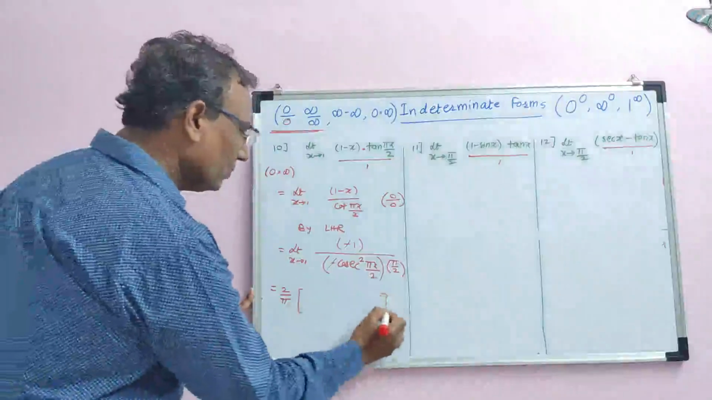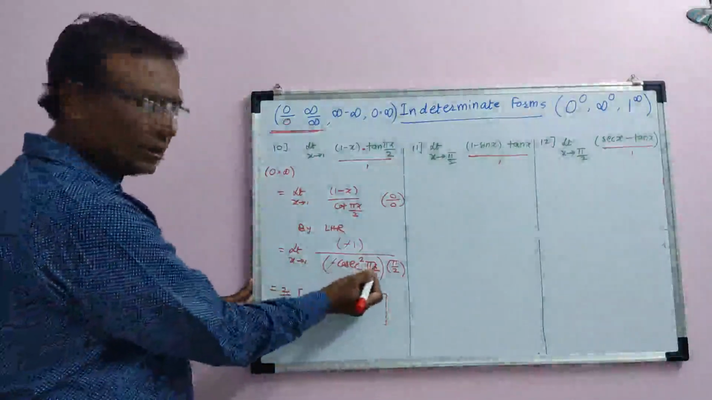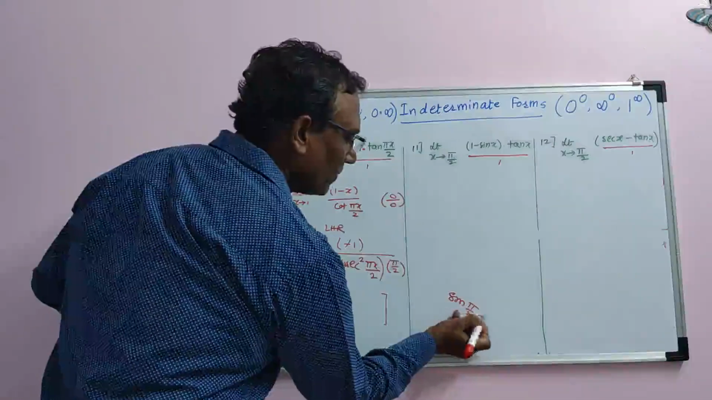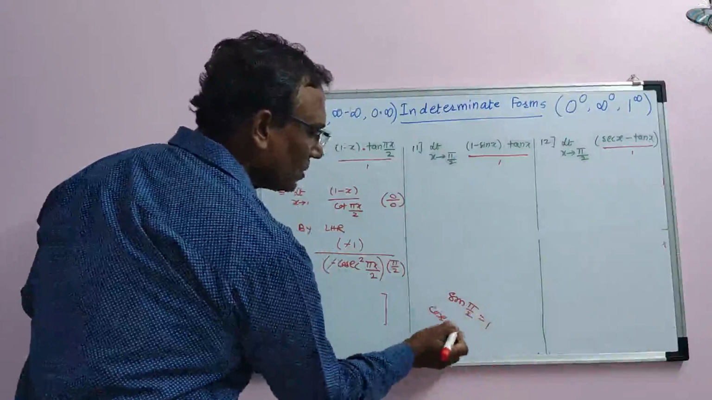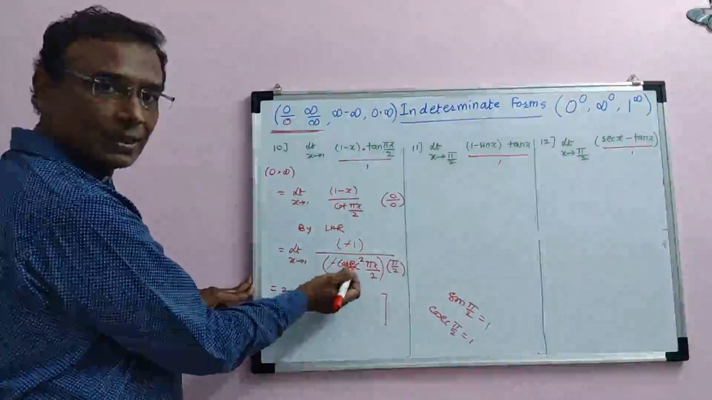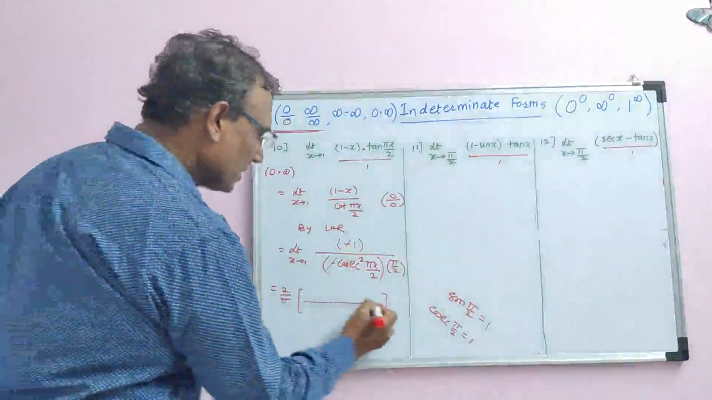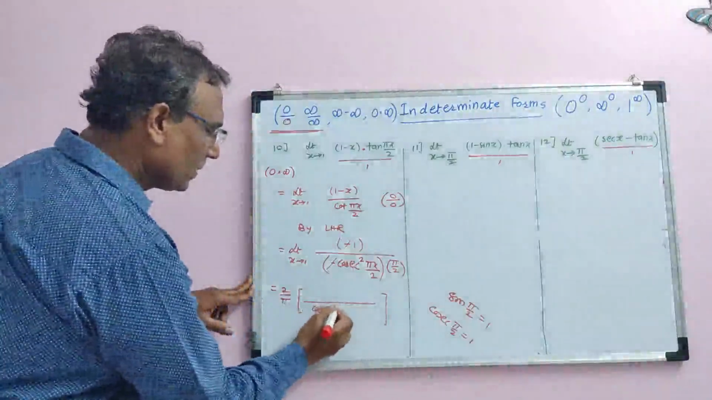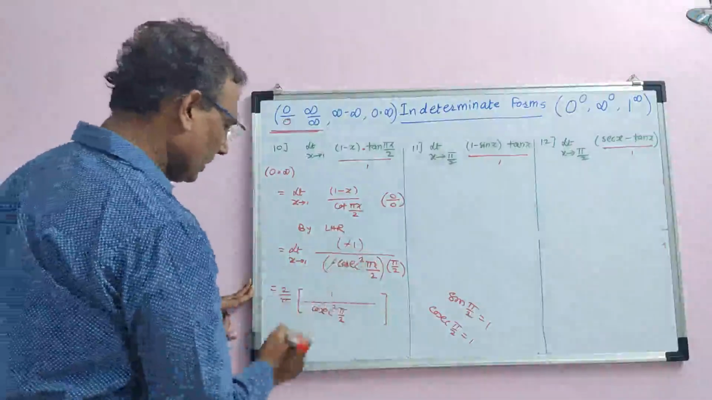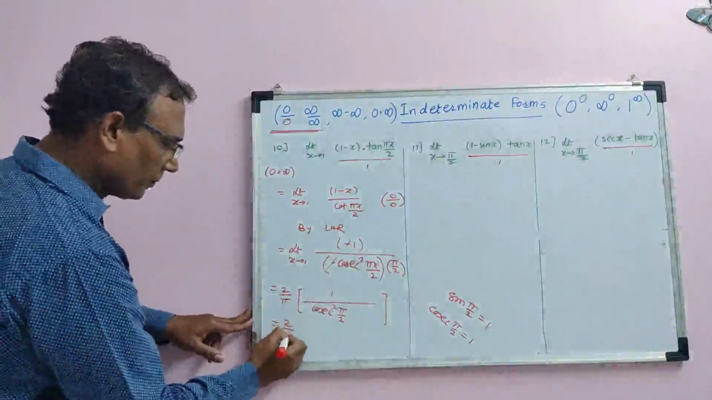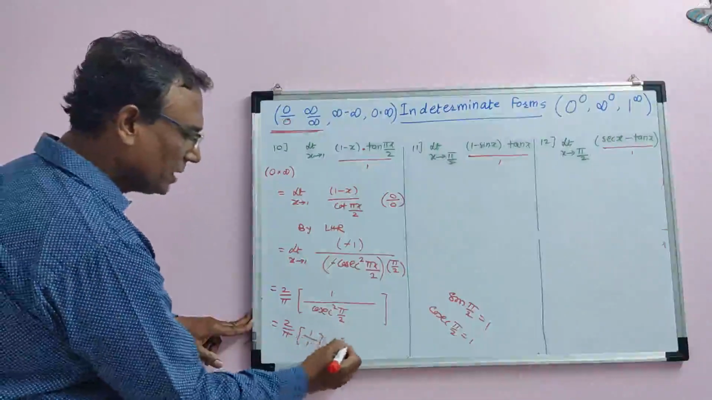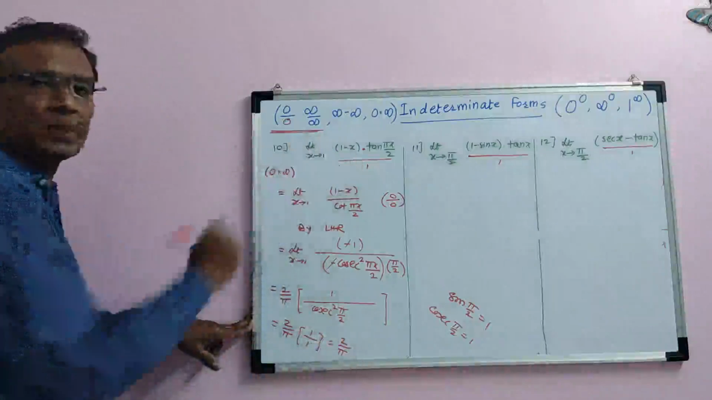Now, if you put x equal to 1, what is cosec pi by 2? Sin pi by 2 is 1, therefore cosec pi by 2 is 1 by 1, which is 1. It means we are getting 1 here, which is not 0. So in the next step, put the value: cosec square pi by 2 is 1, and 1 is there in the numerator. So 2 by pi is the value of this limit.